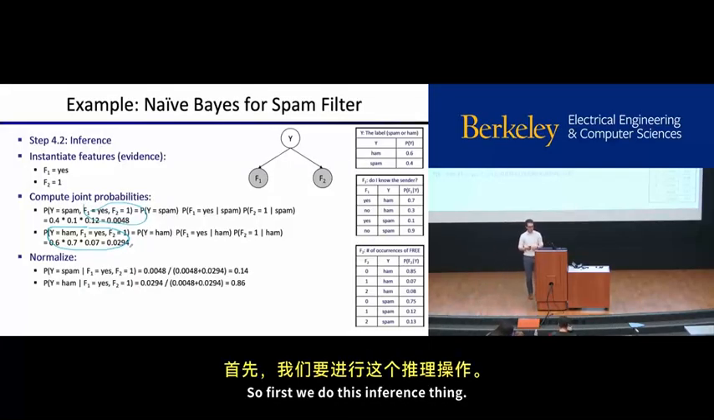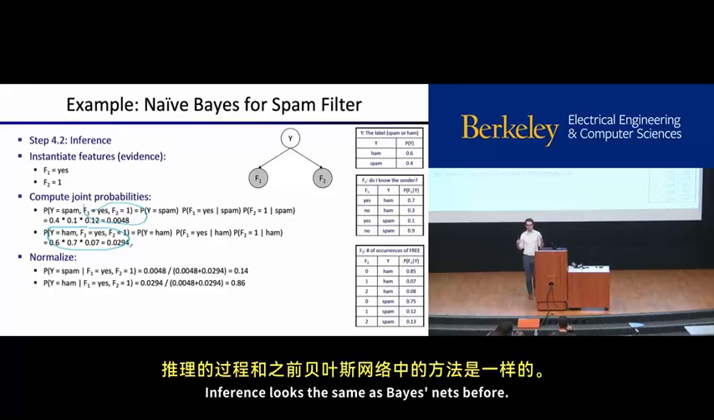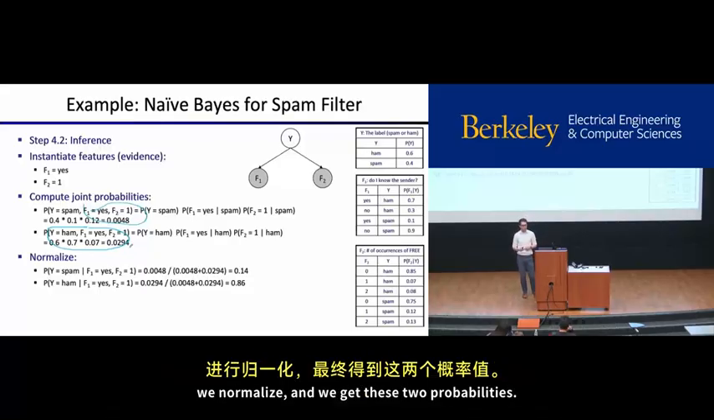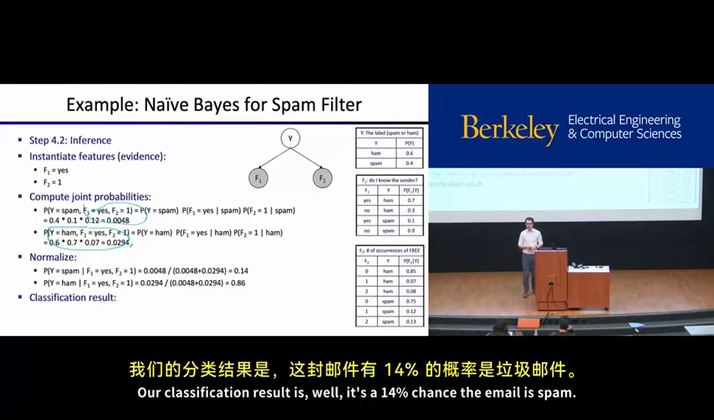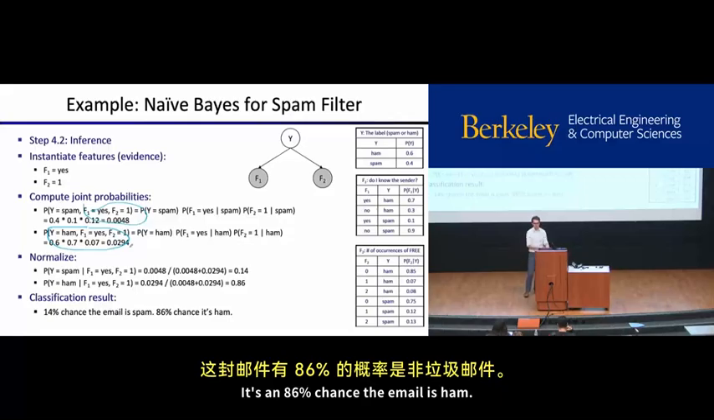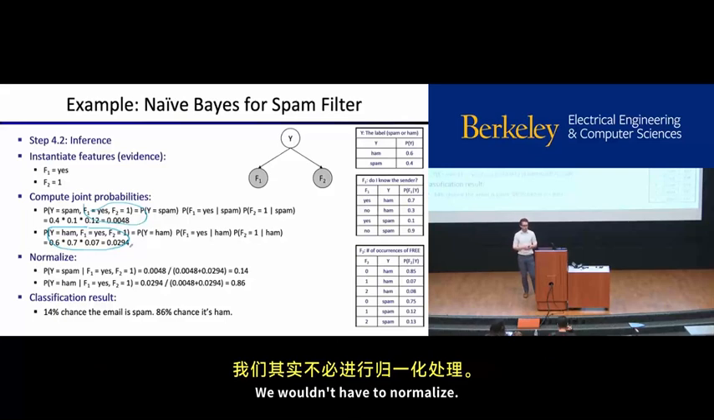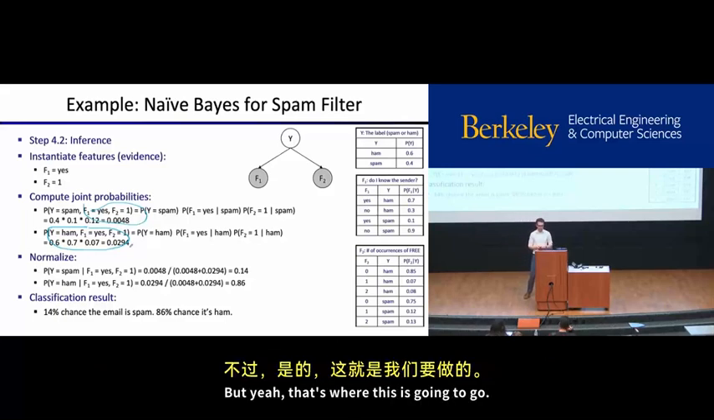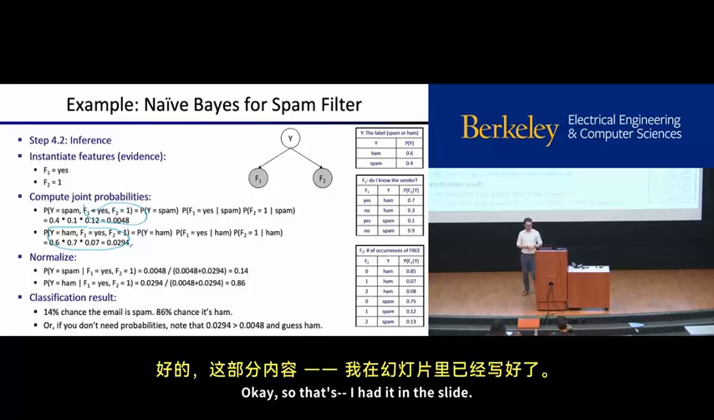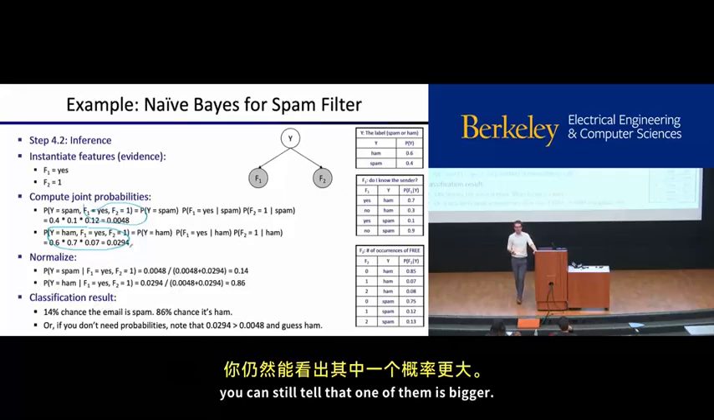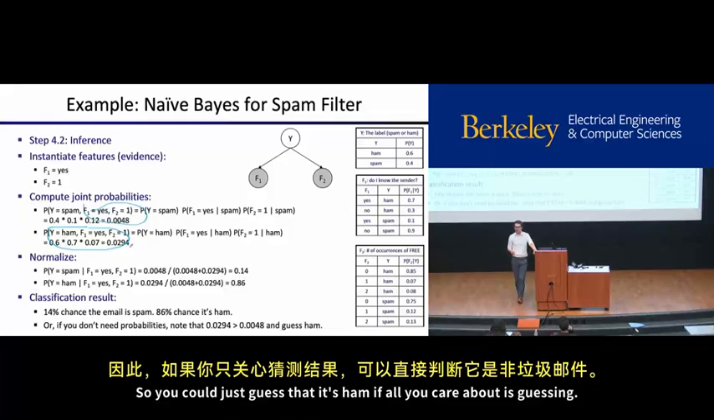Okay, so we normalize. First, we do this inference thing. Inference looks the same as Bayes nets before. We instantiate the features with our evidence, we compute the joint probabilities, we normalize, and we get these two probabilities. Our classification result is a 14% chance the email is spam and an 86% chance the email is ham. If we had to pick one, we could just pick the bigger one. We wouldn't have to normalize. If you don't normalize the probabilities, you can still tell that one of them is bigger, so you could just guess that it's ham if all you care about is guessing.